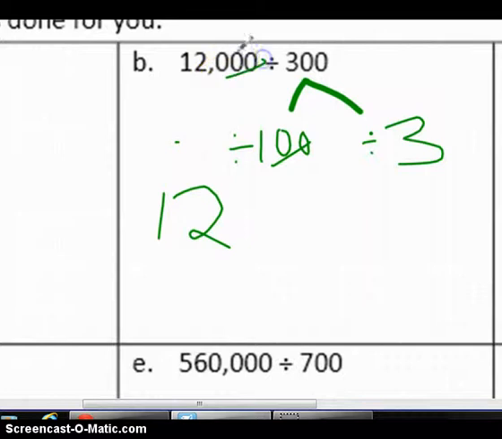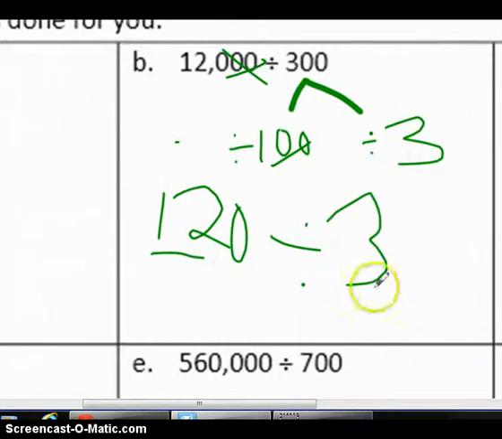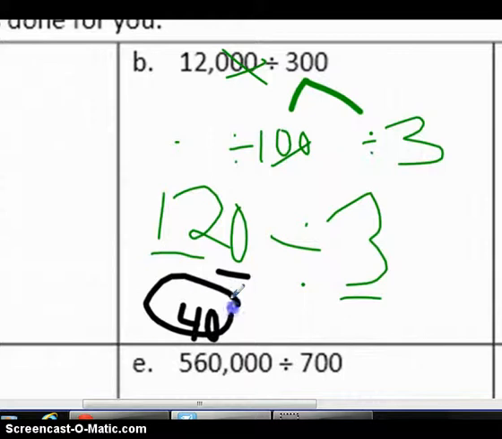Oh, I've got to have my coffee this morning. Sorry. You'd have 120. And then you divide by 3, which is really 12 divided by 3, and that's 4 with a 0 because you gotta have that 0. So 40. So you don't have to really do much math for these. You just have to kind of organize it a little bit.